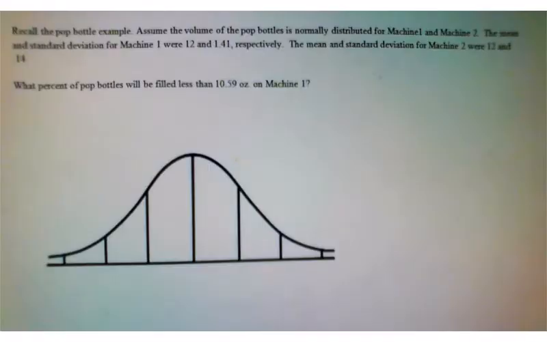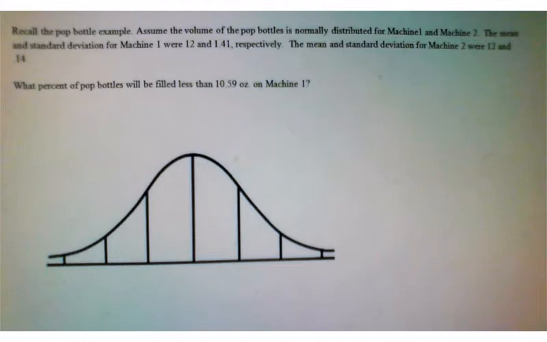So now we're going to look at a problem related to some data that is normally distributed and look at a type of problem that we might be asked to solve. We're going to look at the pop bottles and those machines and the data we gathered for those. Given above is all the information that we calculated before, the fact that the mean and standard deviation for machine 1 were 12 and 1.41, and the mean and standard deviation for machine 2 were 12 and 0.14.